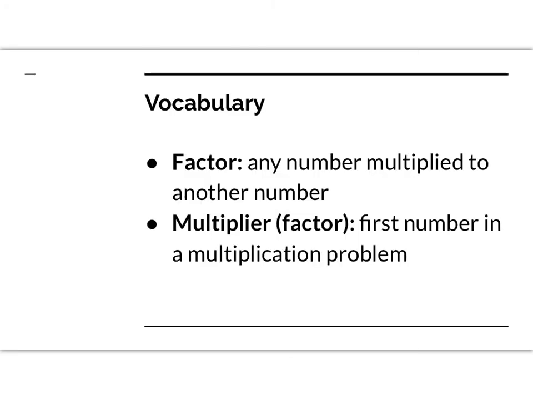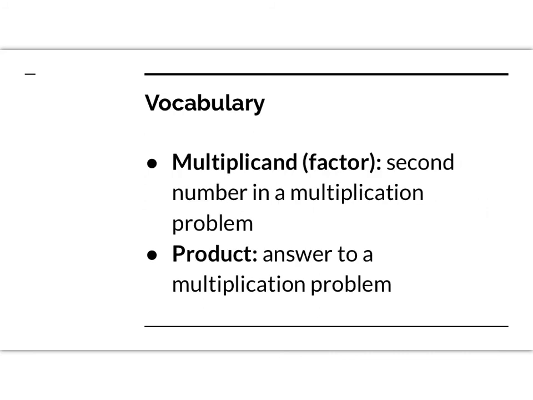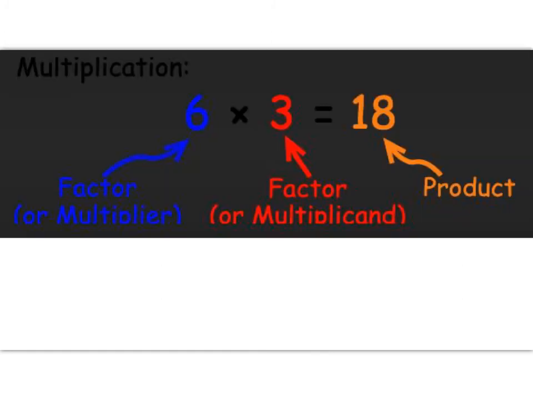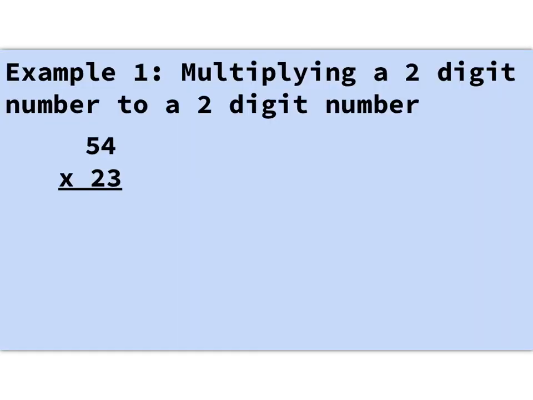So factors, multipliers, multiplicand, product. Product is the answer. So factor and product are the two basic terms we're going to be dealing with in multiplying. So to multiply, the number that comes first times the number that comes second will give you your answer.